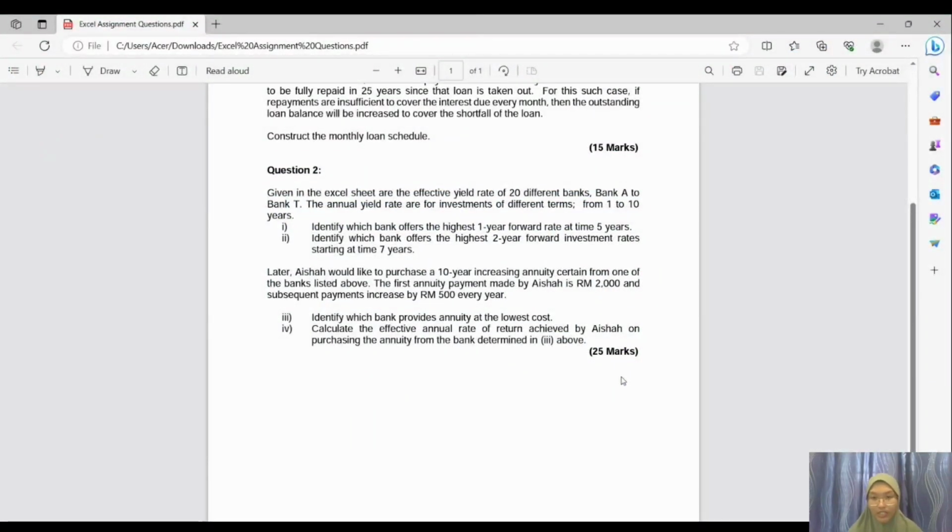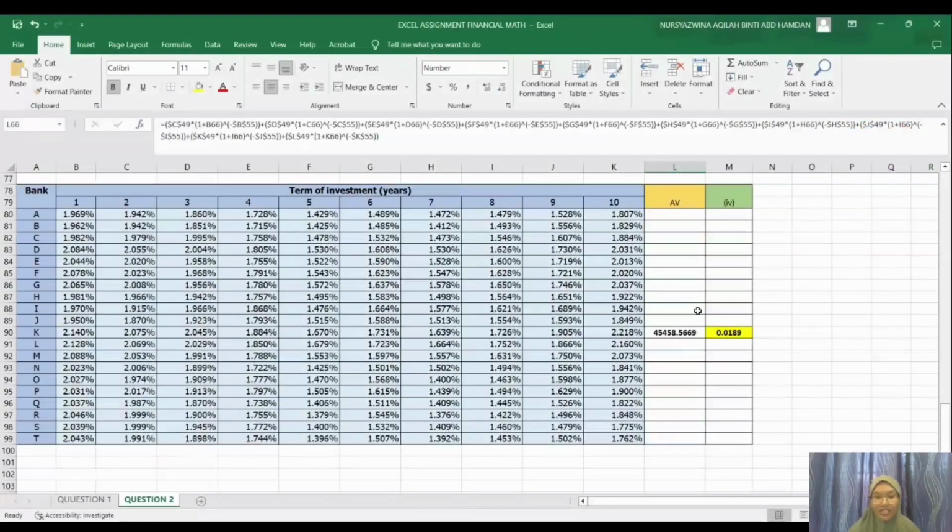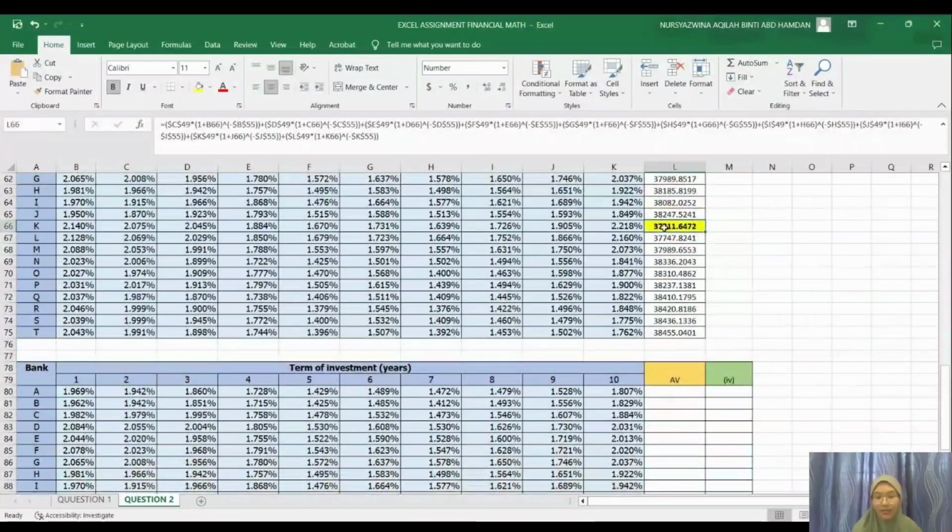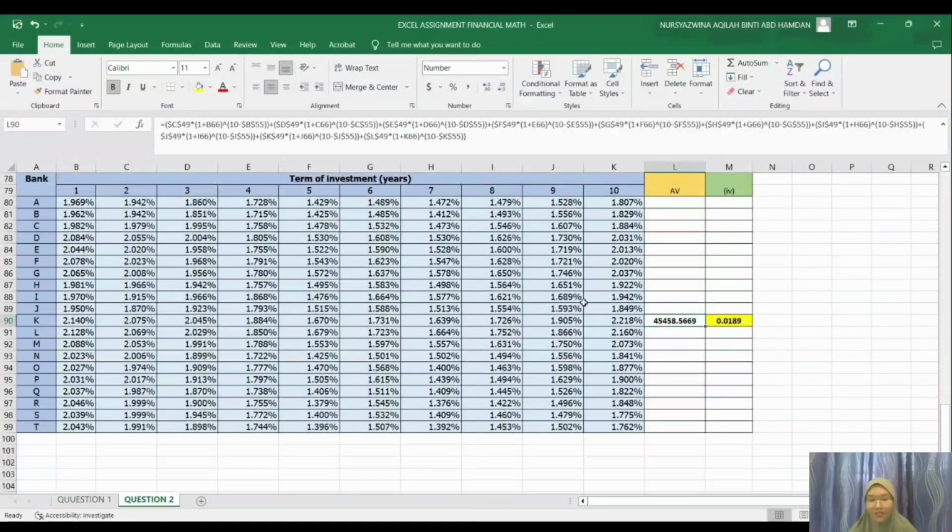Last question. Calculate the effective annual rate of return achieved by Aisha on purchasing the annuity from the bank determined in the third answer above. For the last question, since it is referring to the previous answer, we get that Bank K provides the lowest annuity cost. Since the formula to calculate the IRR is AV over PV to the power of 1 over n, minus 1, we need to calculate the AV for Bank K. The formula to calculate the AV is R multiplied by 1 plus i to the power of n minus 1, n minus 2, n minus 3 for each calculated year.